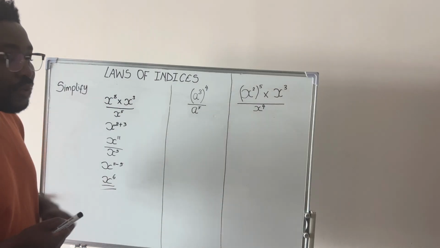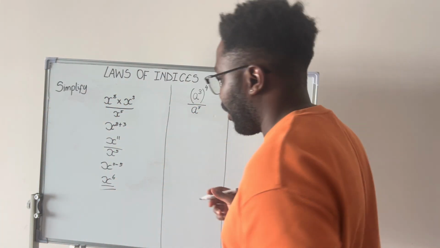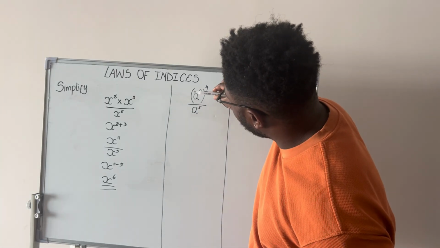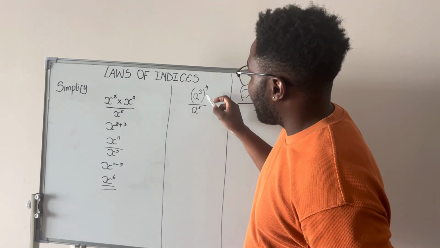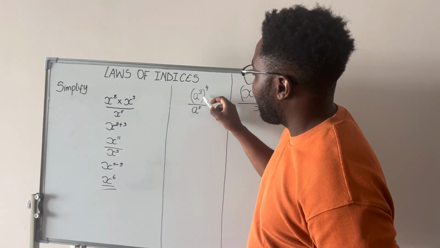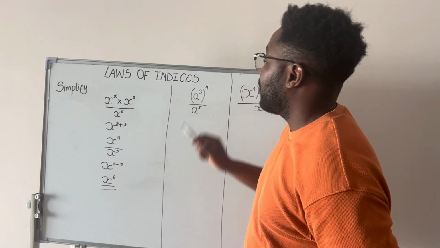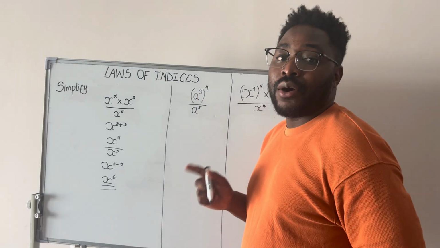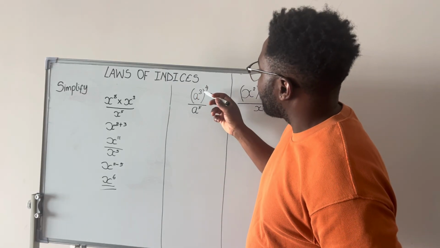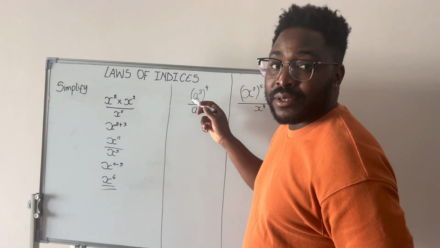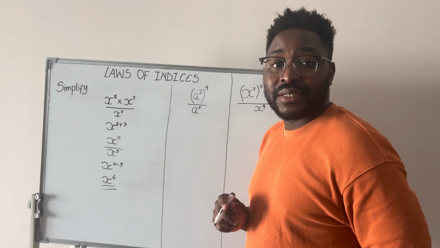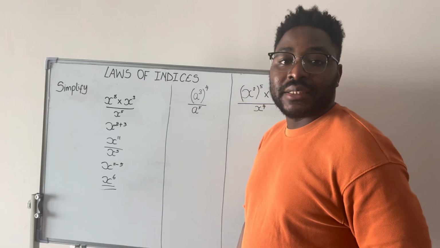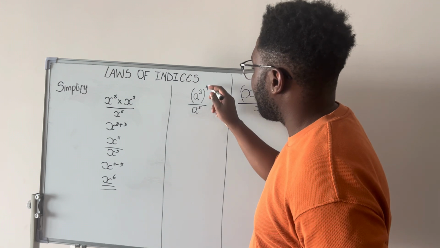Let's deal with our second expression. If we look at our top part, we have an indices expression that is raised to another index, and we know that we can use the power of power law. So if an indices expression is raised to another index, we have to multiply their indices. Okay, so let's deal with the top part.